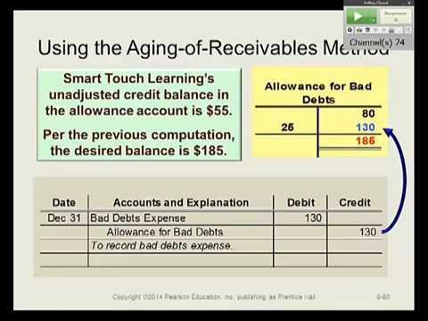What if, for example, rather than having a balance here of 55, what if you had 100 in here instead? If you had $100 in there and you needed 185, then your credit to the allowance is what? 85. So it changes the expense. So the expense is determined based on the existing balance in the allowance for bad debts. All right. So any balance sheet approach requires that you look at the existing balance in the allowance for bad debts.